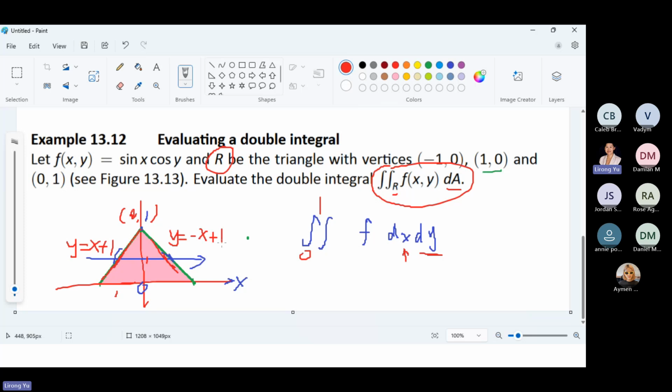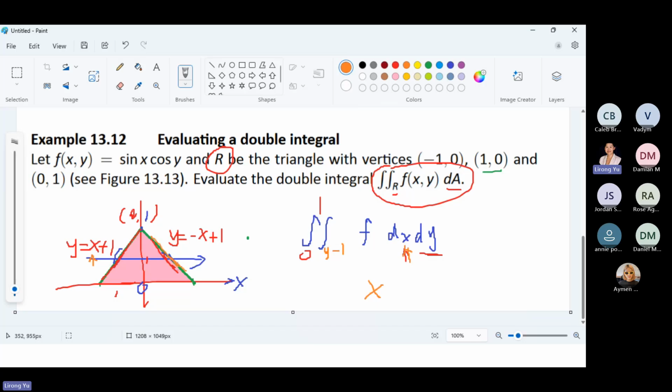The slope is -1 and +1, so we can write these two. However, when you're trying to determine your integration boundary, what you're looking at is the x value. At the lower boundary, we solve for the x value: x equal to y minus 1. So the lower boundary is y minus 1.